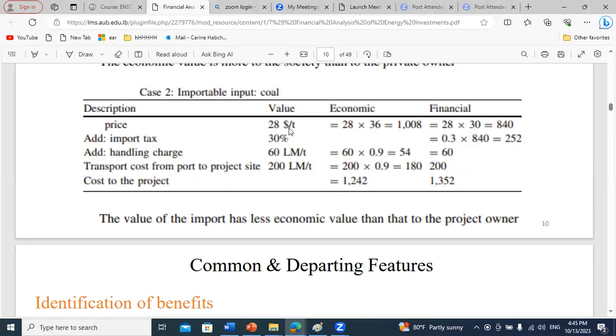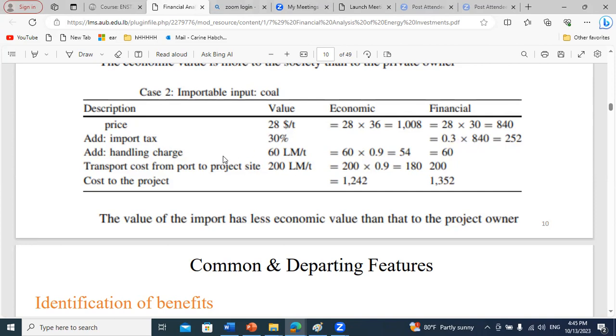So we have $28 per ton, and knowing that the shadow rate is 36 local money per dollar. This means that for 1 ton, we have to pay 28 times 36, while in the financial analysis, we have to pay 28 times 30. But the tax is really high in the financial case, while for economic analysis, we don't consider it. So we should add in the financial analysis 30% of the cost. So 30% times 840, so we get 252 local money.